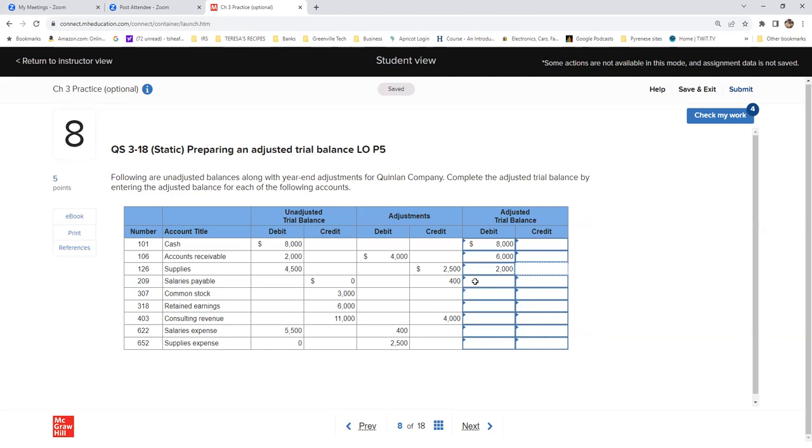We had no beginning balance in salaries payable. We have an ending balance of 400, and that's going to be a credit because it's salaries payable. Common stock has a beginning balance, a credit balance of 3,000. That's not going to change. Retained earnings has a credit balance of 6,000. Right now, that's not going to change. May later, but not now. Consulting revenue had a beginning credit balance of $11,000, and there's an adjustment entry of 4,000. So now that's going to be put in at 15,000.